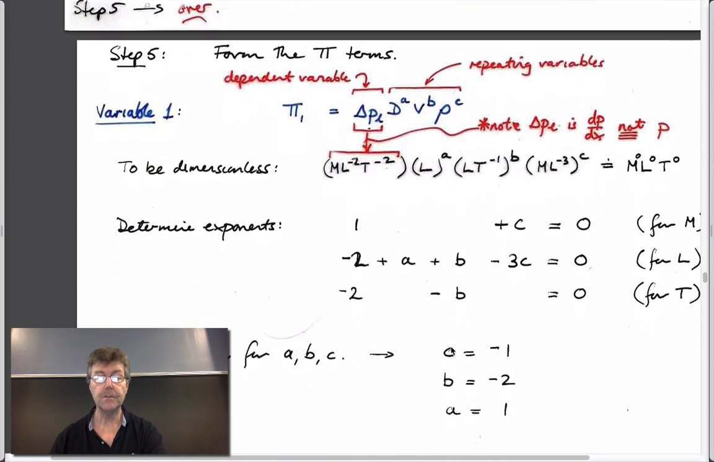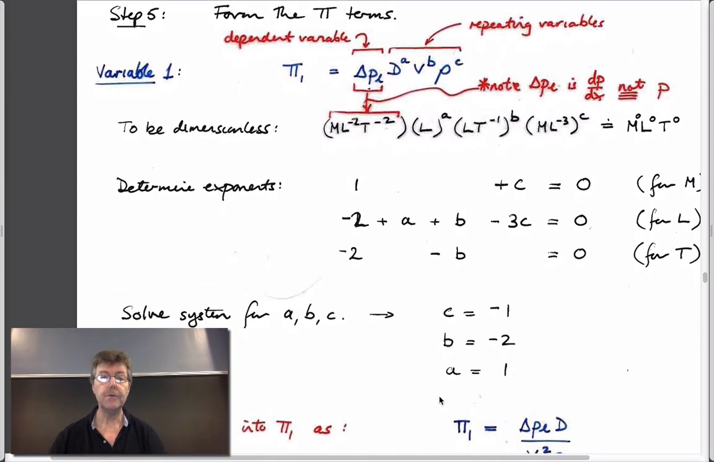So here, this is what we're going to do. So now we're going to set this up to get the pi term. The pi term is going to include the product of the dependent variable and these 3 other terms. And we want the pi term to be dimensionless.